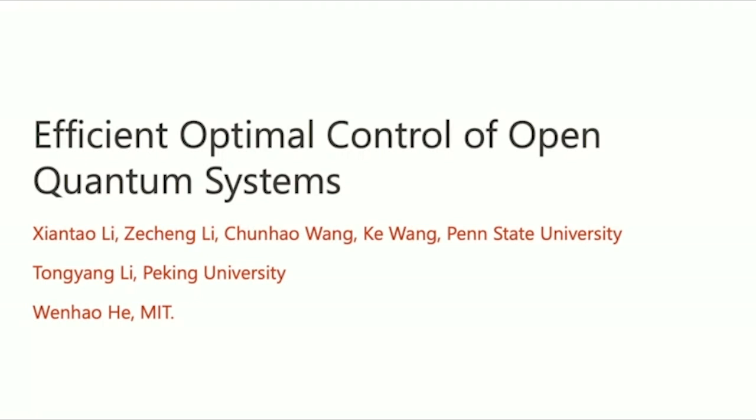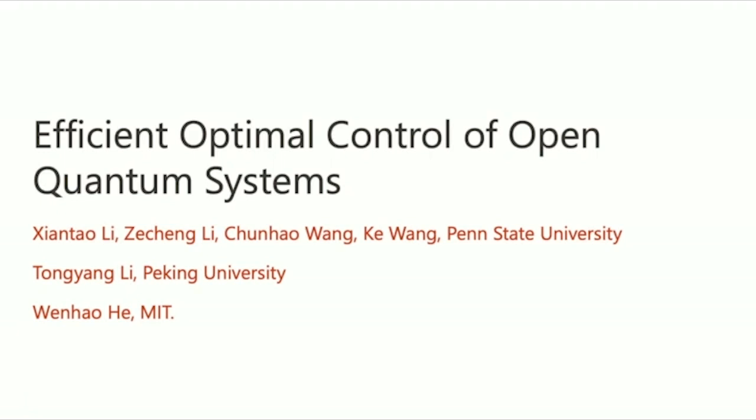So again, I'll be talking about controlling open quantum systems. And this is a joint work between two groups at two universities. One is Penn State, and the other one is Peking University. Now, two of the graduate students are here at the conference. All right, and at Penn State, this is kind of a joint force between a math department and the computer science department.